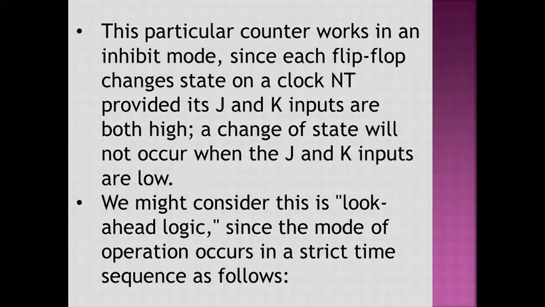But in another condition, if J is equal to 1 and K is equal to 1, then it is called the toggle mode condition. That means when J equals K equals 1, on the next negative transition of the clock pulse, the flip-flop will toggle. That means the output is complemented. So if the previous output was high, it is converted to low, or if the previous output was low, it is changed to high. That is called toggling. We might consider this a look-ahead logic since the mode of operation occurs in a strict time sequence as follows. So the glitch problem will not be there.